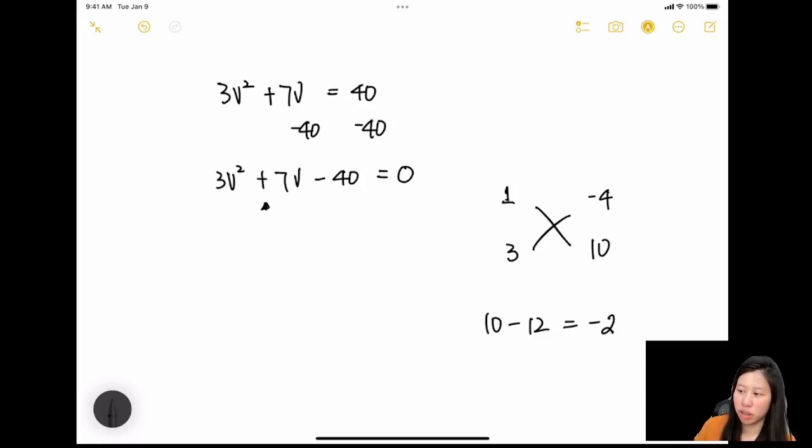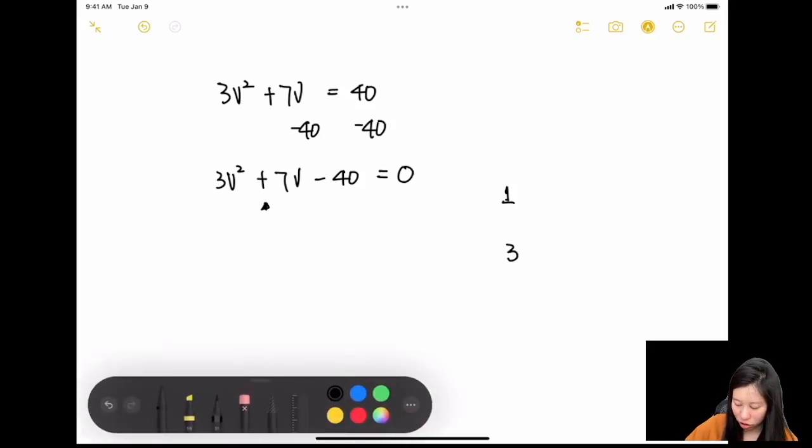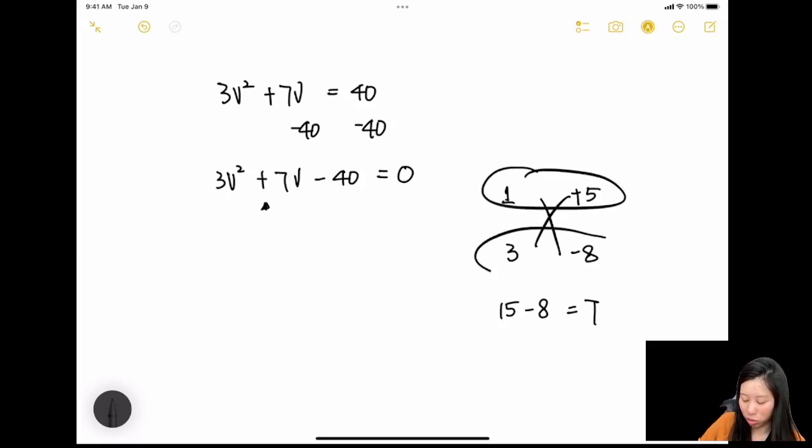What else? 5 and 8, because 14 can be written as 5 times 8, right? So let's do 5 and 8. And we want the bigger number to be positive, because 3 times 5 is going to be 15. So 3 times 5 equals 15, and negative 8 times 1 equals negative 8. This is equal to 7. Okay, it works. So that means this is the combination that we want.